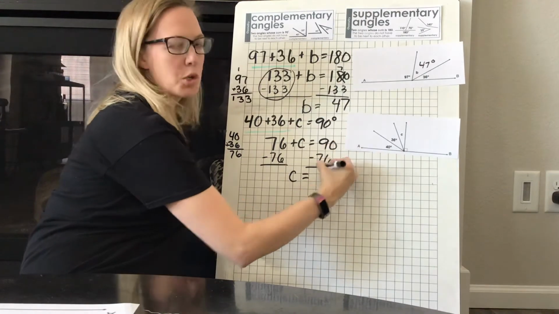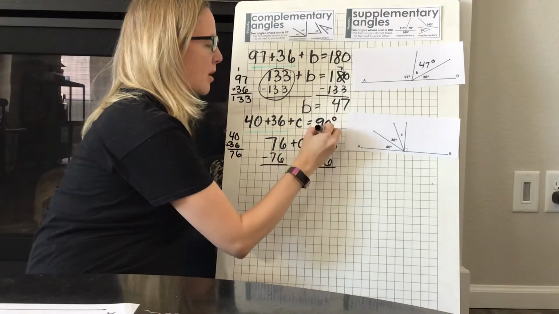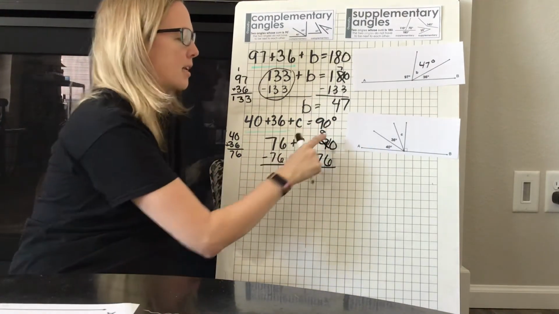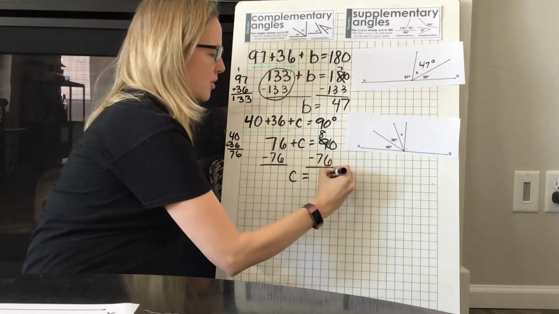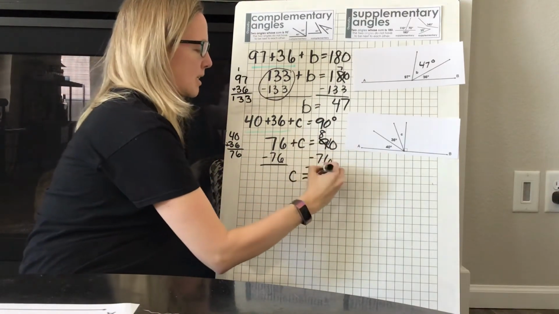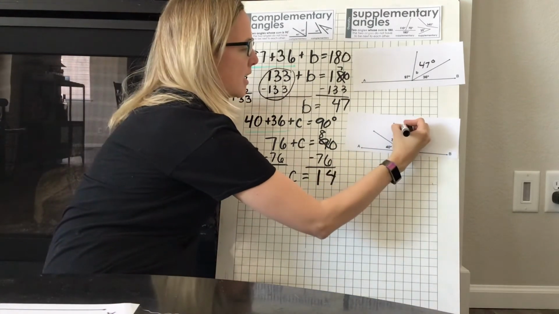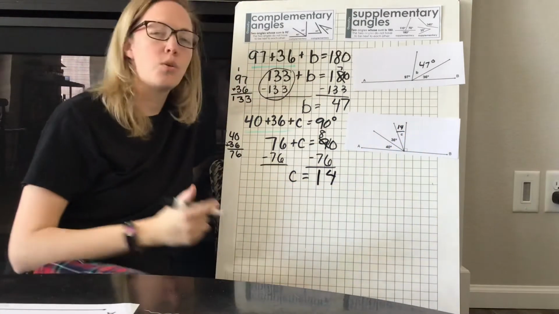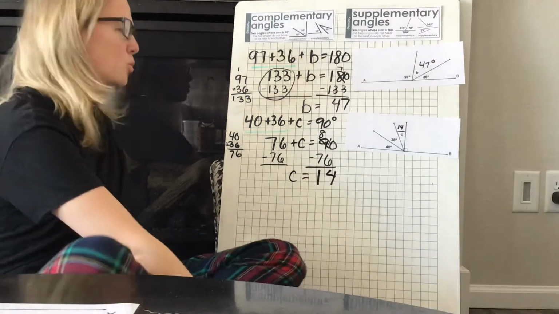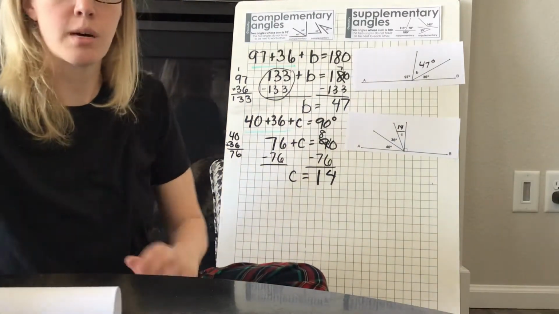Here, if I have a 0 minus 6, I cannot do that, so I'm going to borrow, make that an 8 and make that a 10. 10 minus 6, I should get 4. 8 minus 7, the answer should be 14, which, looking at this angle right here, does look like a pretty acute angle, so 14 visually does look like a reasonable answer.